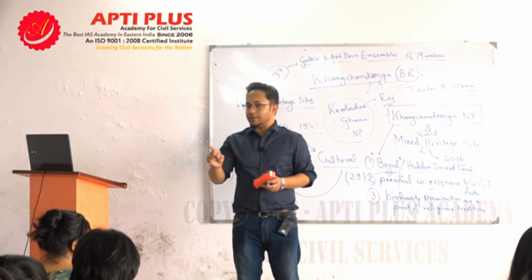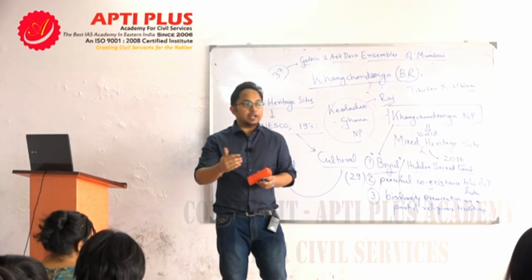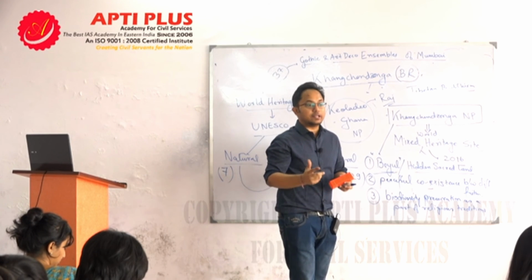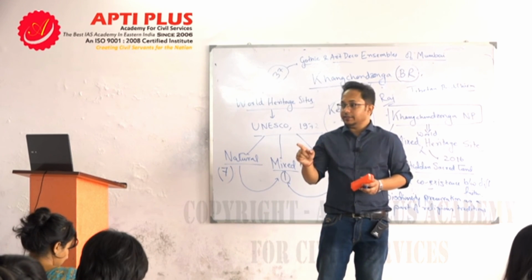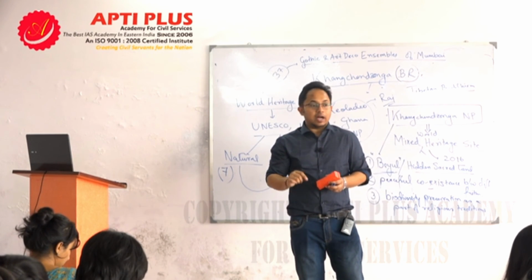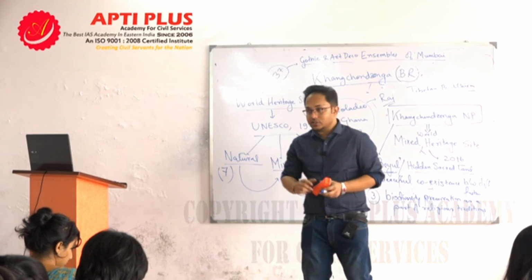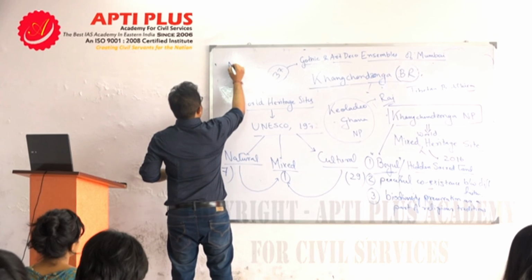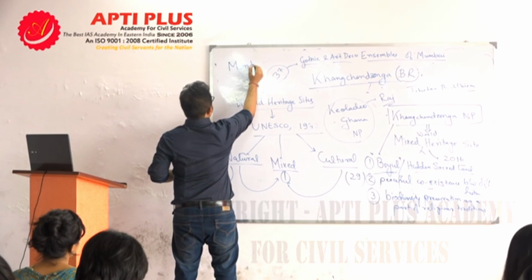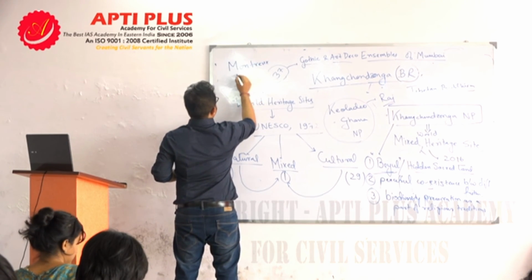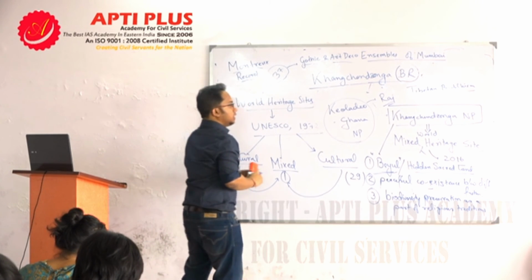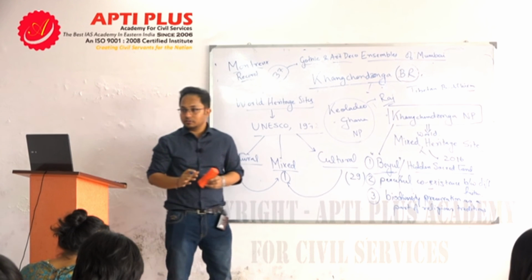So naturally, if a Ramsar site is facing threat or it can face threat because of anthropogenic activities or even by natural activities also, then that Ramsar site is included under a particular list which is called as, anybody? It is called as the Montreux record.